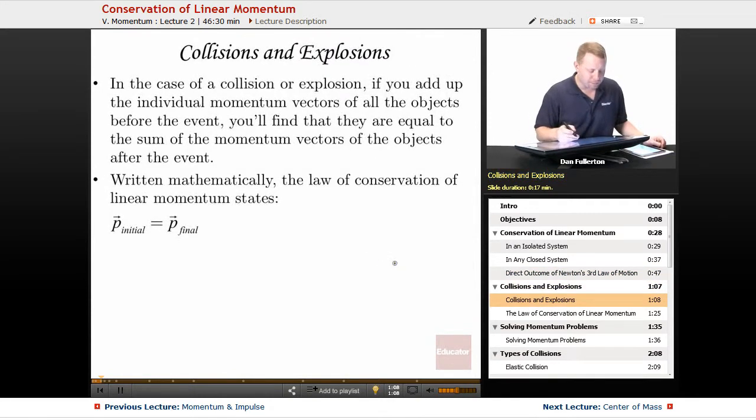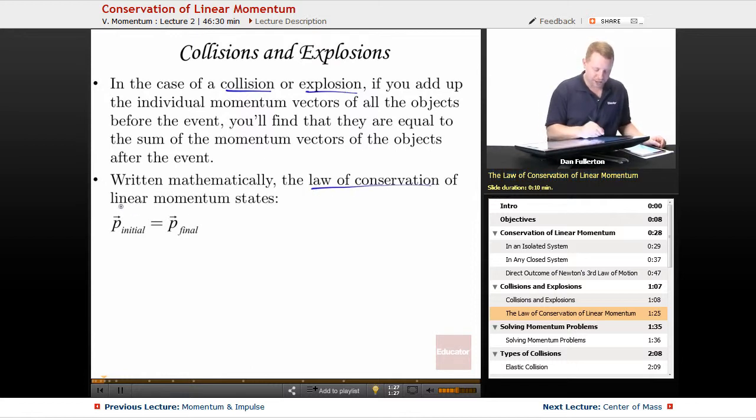So, collisions and explosions. In the case of a collision or explosion, if you add up the individual momentum vectors of all the objects before the event, and then compare that to the sum of all the momentum vectors of all of the objects after the event, you'll find that they are exactly the same. Written mathematically, the law of conservation of linear momentum states that the initial total momentum equals the final total momentum.